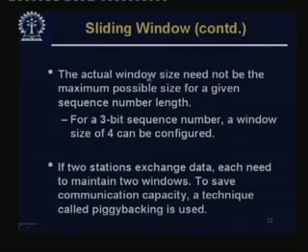The actual window size need not be the maximum possible size for a given sequence number length, it could be less actually. So, for a 3 bit sequence number, a window size of 4 can be configured. If two stations exchange data, each needs to maintain 2 windows. To save communication capacity, a technique called piggybacking is used.